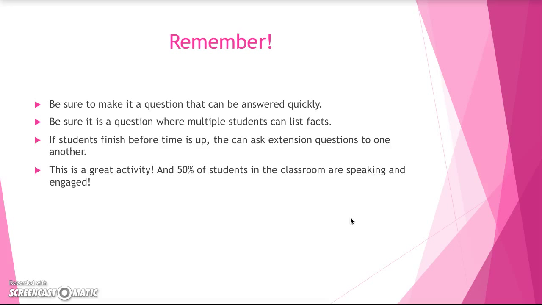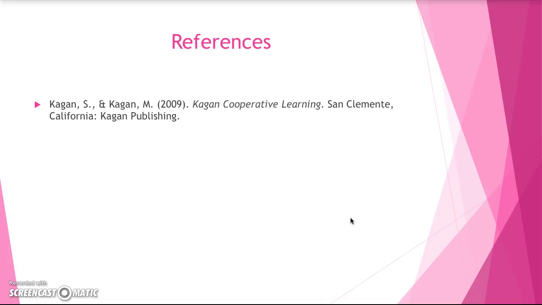So just important things to remember. Be sure to make it a question that can be answered quickly. Be sure it's a question where multiple students can list facts, so where many students can list different facts. It's not just one concrete answer. If students finish before time is up, be sure they can ask extension questions. And then just know it's a great activity, and at any one given time, about 50% of students in the classroom are speaking and are engaged. So it really gets the students involved. And like I said, it came from Kagan, the Kagan Cooperative Learning Book, and you can find it on their website. Thank you so much for listening. I hope you use this in your classroom.